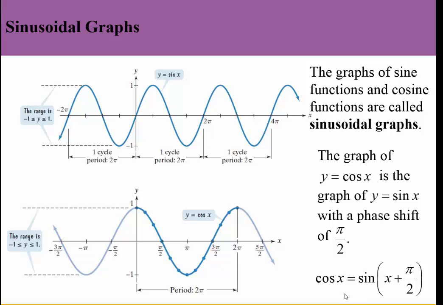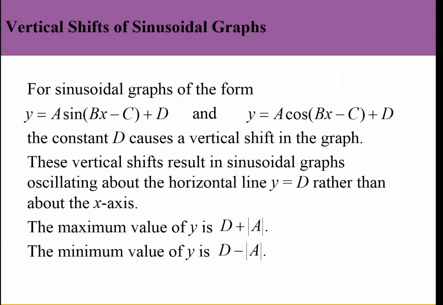So the cosine of x equals the sine of x plus pi over 2. Now, one other thing about these sinusoidal graphs in this form, we haven't talked about the D number yet, so I want to go ahead and talk about the D number. It's going to either shift the graph vertically up or down.